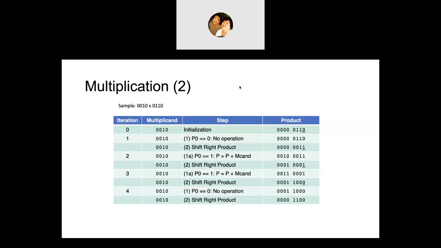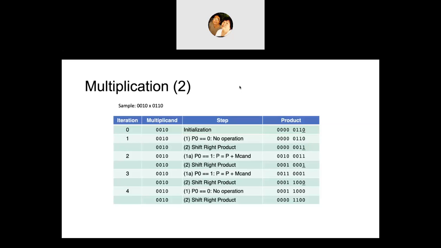In iteration 1, in loop number 1, we test the product zero, whether it's 0 or 1. In this step it is 0, so no operation. We just skip step 1A and go to step 2. In step 2, we just shift right the product. And here we get the result from shifting right.